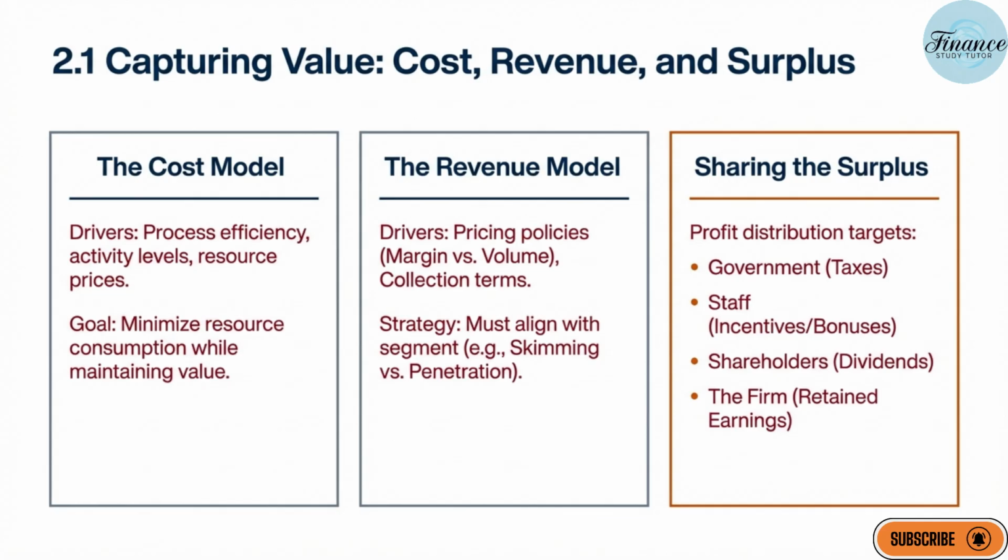But the really interesting part, the part that requires critical thinking, is the distribution of surplus. This is the sharing part. You've made a profit. Who gets it? The default answer is shareholders, but that's too simple. The government takes taxes, that's capturing value. Employees get bonuses, that's sharing value. And the notes highlight a strategic tension here. A critical one. It's a conflict, a trade-off.